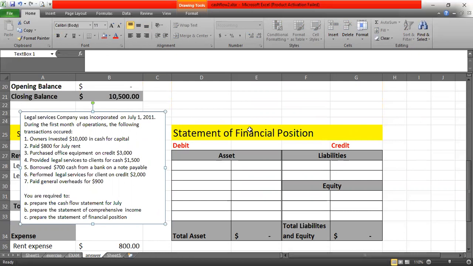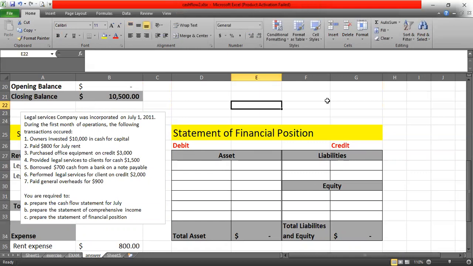As you can see here, the statement of financial position, or balance sheet, in other words, is the statement of how many assets and how many liabilities the business has, as well as the equity that has been invested in that particular company. The assets will be on the debit side, while the credit side consists of liabilities plus equity. So basically, the formula is total assets always equal liabilities plus equity.